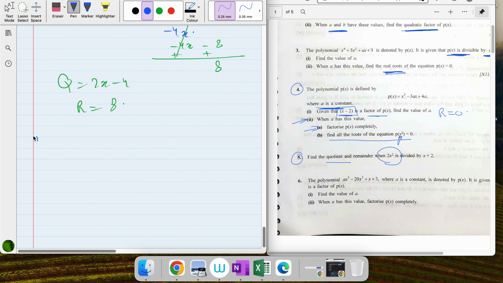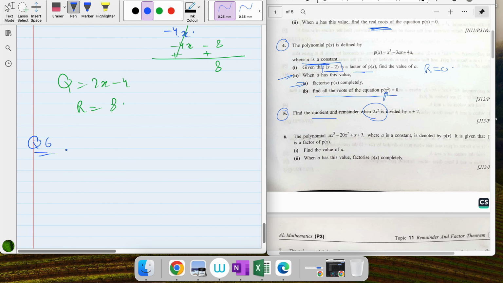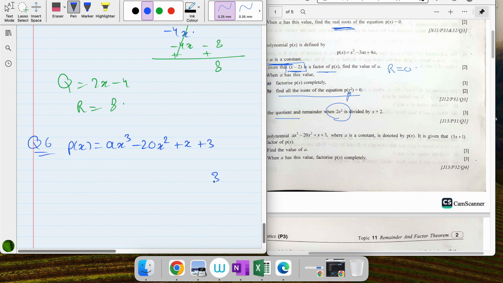Question number 6 says the polynomial ax cube minus 20x square plus x plus 3, where a is a constant, is denoted by p of x. It is given that 3x plus 1 is a factor. So 3x plus 1 is equal to 0. Remainder would be equal to 0. Find the value of a.